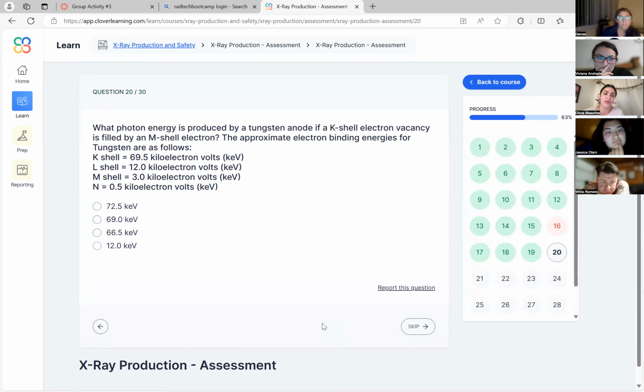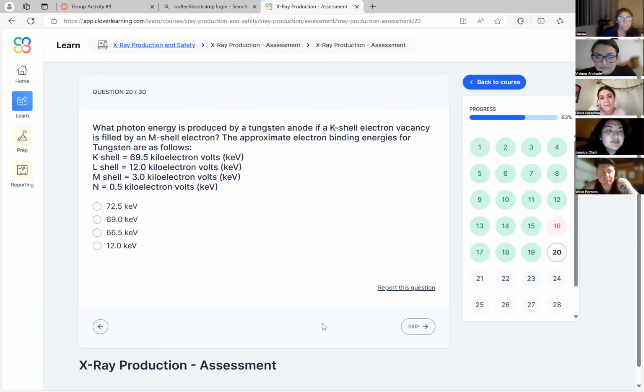So that was called the binding energy, apparently. And then, yeah, so for example, here's all the binding energies listed in this next question. There's the K shell, that's a 69.5. And Jessica, this one is yours.